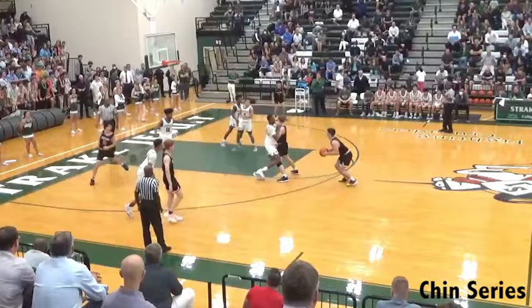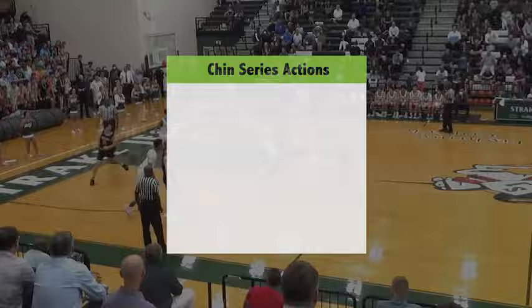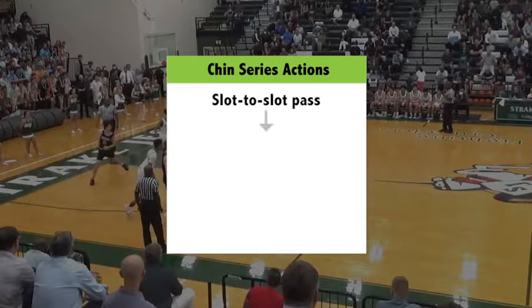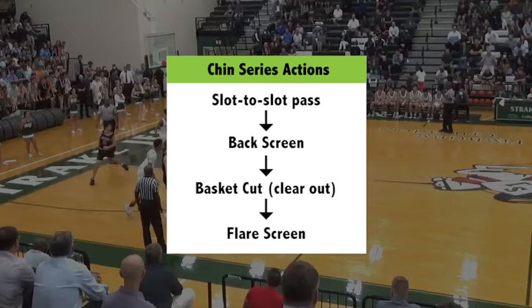The reads from here could be a shot, a drive and finish, or a drive and dish. So, we'll take a deeper dive in the chin series module, but the key takeaways here are the use of the slot-to-slot pass, a back screen, basket cut, and then flare screen to create scoring opportunities.